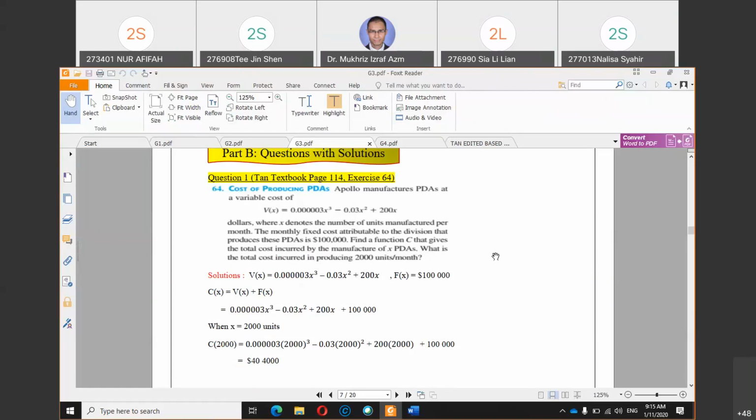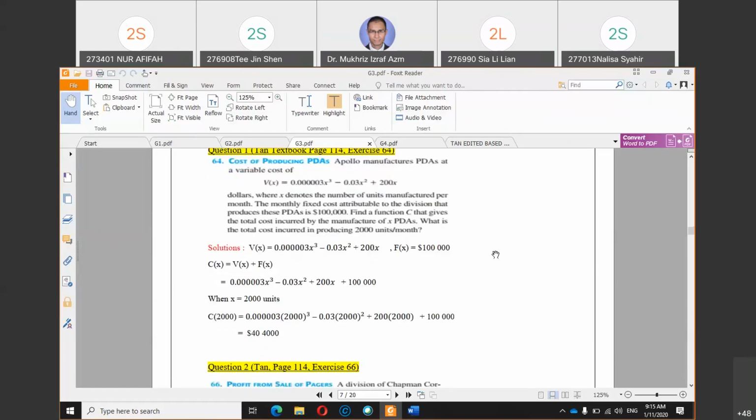To find the total cost when 2,000 units are produced, we substitute 2,000 as our x into the function, and we get 440,000 as our answer for the total cost of producing 2,000 units per month.